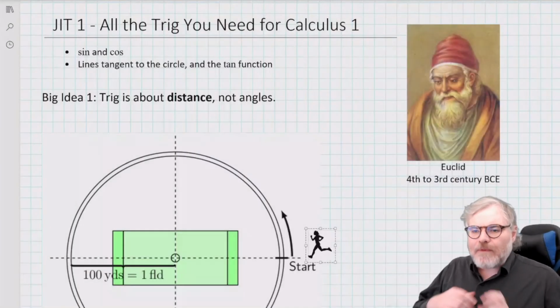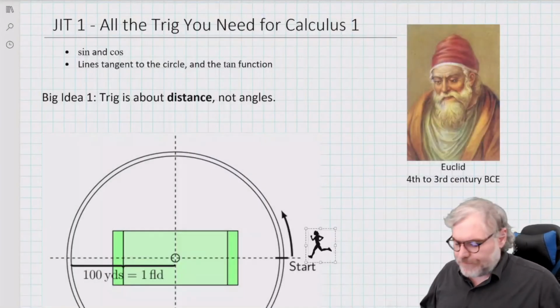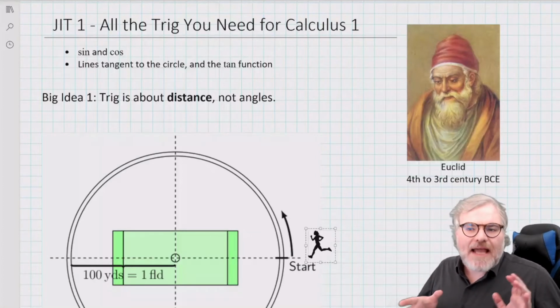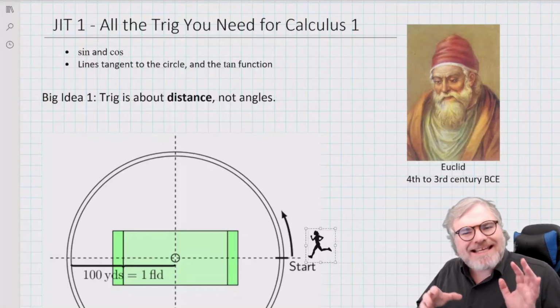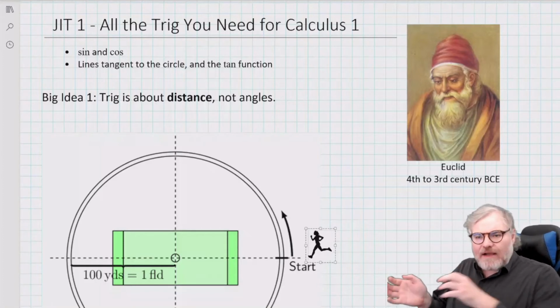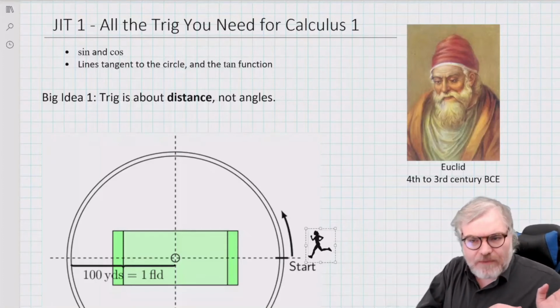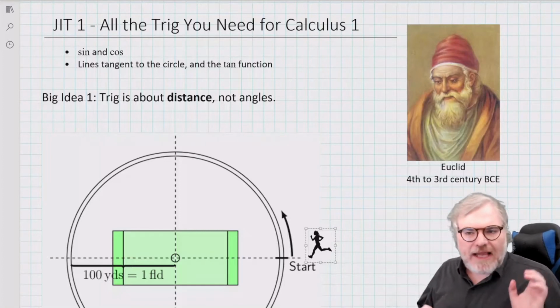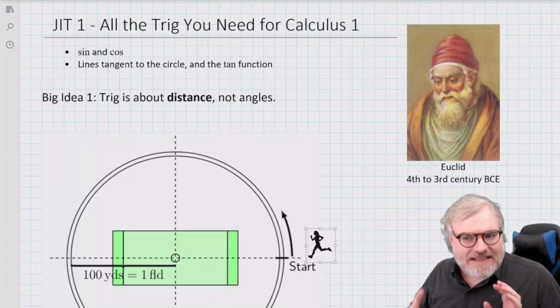So there are a couple really big ideas here, okay? The first really big idea is that trig is about a distance, not angles. So throw the angle stuff out of the window for the moment. You can talk about angles, but it's really about distance.